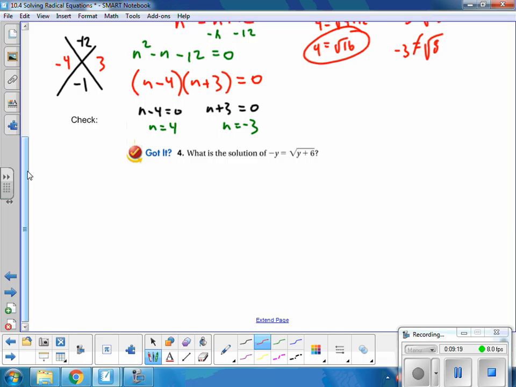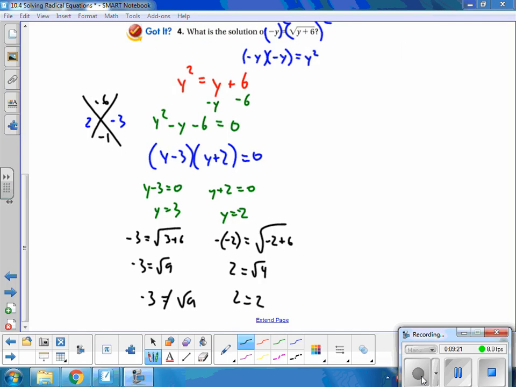Pause. All right, when I work out this equation, I can see that I end up with answers of 3 and negative 2. And when I substitute it in, I see negative 3 does not equal the square root of 9, which is 3, so that one is extraneous. And 2 does equal 2. So that tells me that this answer is true for this equation with the radical in it. Y equals negative 2.